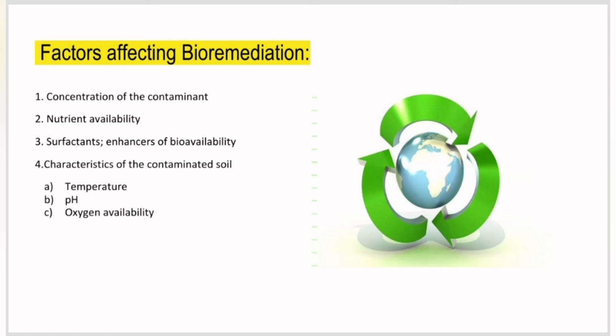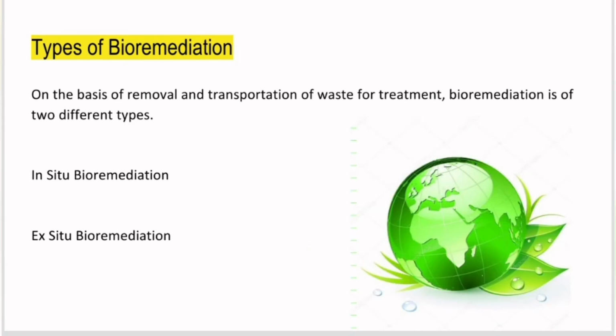Further, we move ahead with the types of bioremediation. As before we saw the factors affecting, now we'll move ahead with the types of bioremediation. There are two types of bioremediation. First is in situ bioremediation and second is ex situ bioremediation. In situ, as the word itself signifies, is the on-site treatment of contaminants. The on-site treatment of contaminants is done with the use of biological agents.